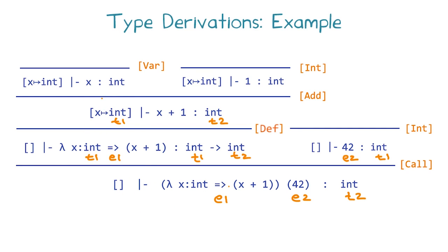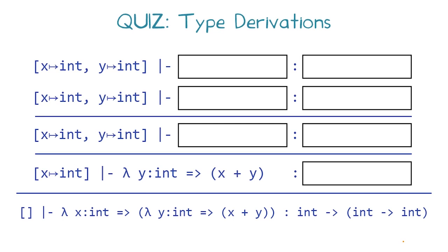All sub-expressions of the entire program have been shown to be provable from axioms, leaving no unproven hypotheses. Therefore, the derivation is complete, and we have proven that the full program has the type int. Now let's do a quiz to let you practice a type derivation on your own.